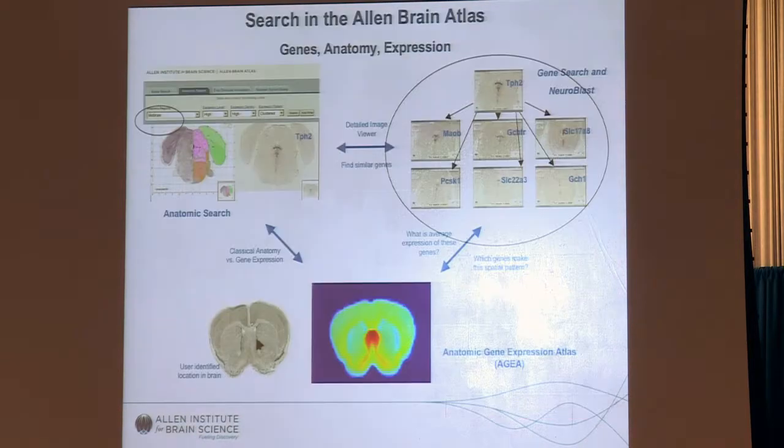But anyway, we called this other method the Anatomic Gene Expression Atlas. When I named neuroblast, people liked it. They thought it was kind of cool. But when I came up with this one, Aegea, they didn't like it, they thought it sounded like a car. But it stuck because no one renamed it. So, anyway, it's called the Anatomic Gene Expression Atlas.